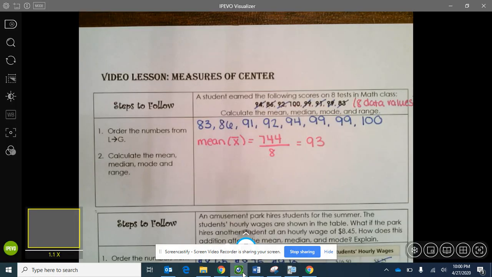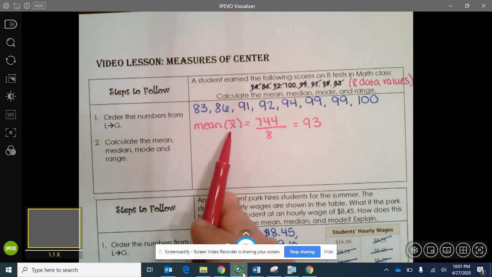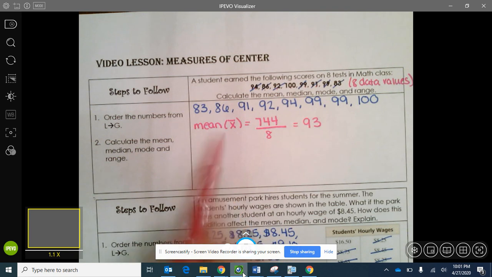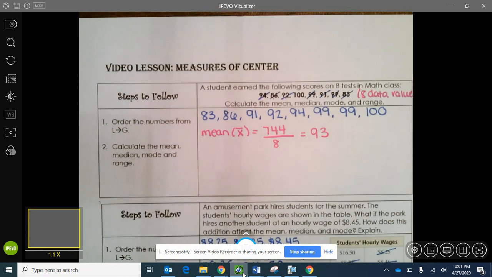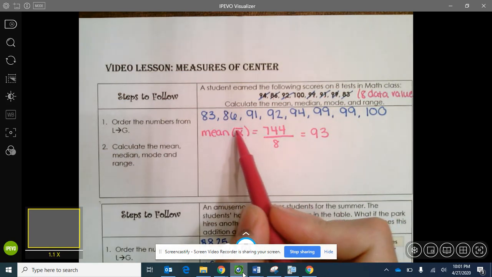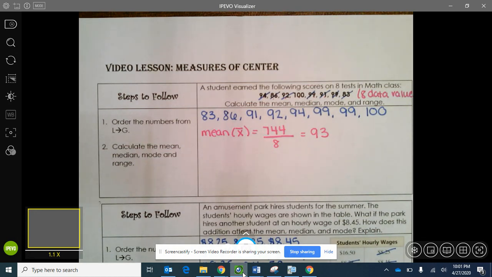Go ahead and record that on your note taker or on your separate sheet of paper. Remember your symbol for mean, and this is really helpful so that you don't always have to write out mean, and we're going to use this when we take a look at the graphing calculator. Your symbol for mean is an X bar. It's simply an X with a line over it, and this means the mean or the average. So my mean here is 93.